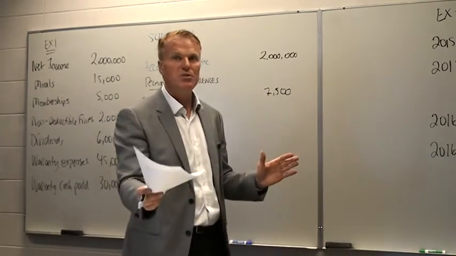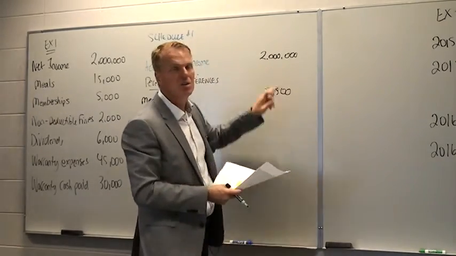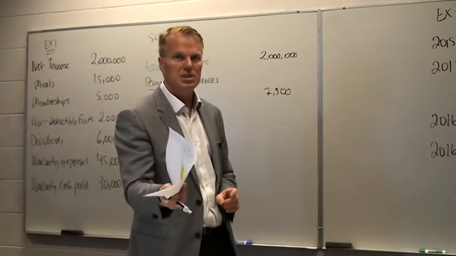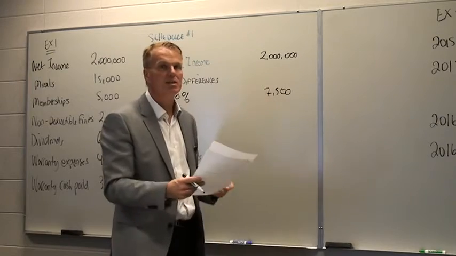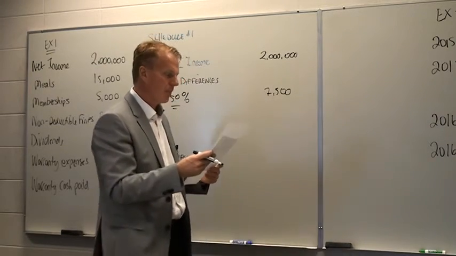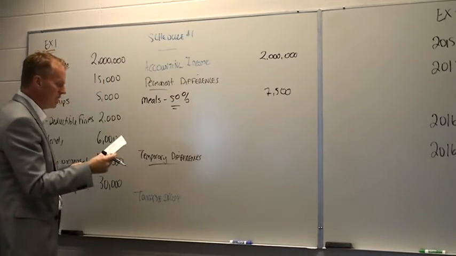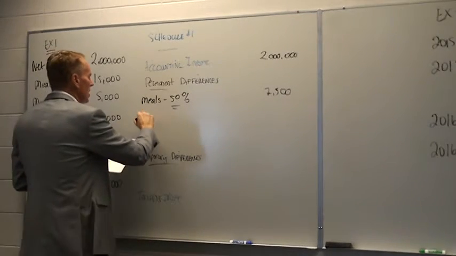So here, we've got to add back $7,500 because we have to pay taxes on that. We expensed $15,000 originally. We were only allowed to expense 50% of it for tax purposes. That's why it's being added back.